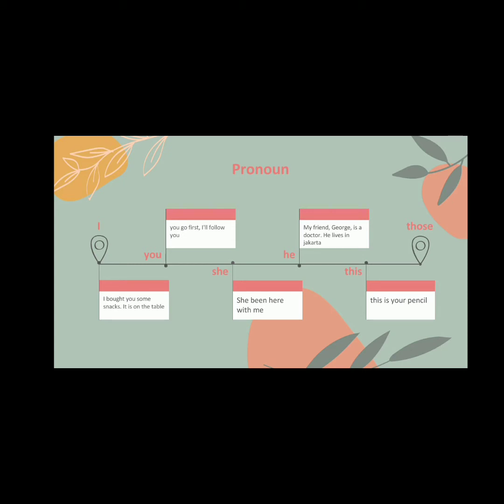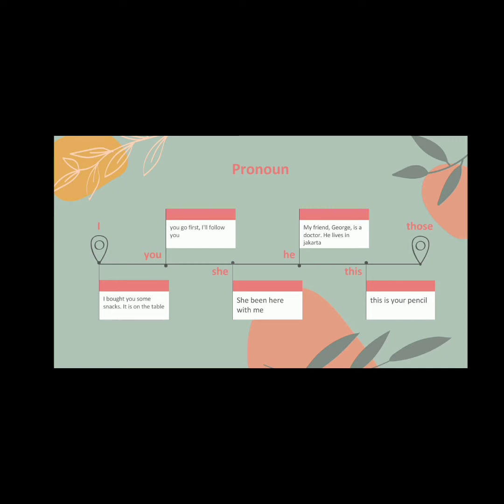Then the pronoun is used to replace the noun, as in the following examples: I, you, she, he, this, thus, and others. An example sentence is: I bought you some snacks. It is on the table. So the word it here is a pronoun for the word snacks. We don't need to repeat the word snacks in the next sentence. That's why it is the object pronoun for snacks in front.